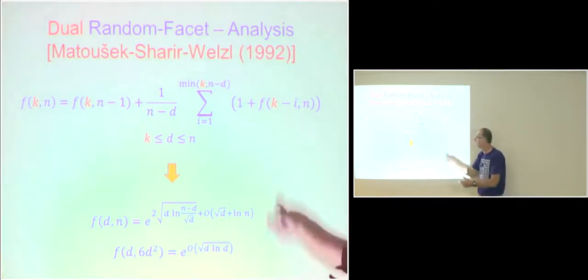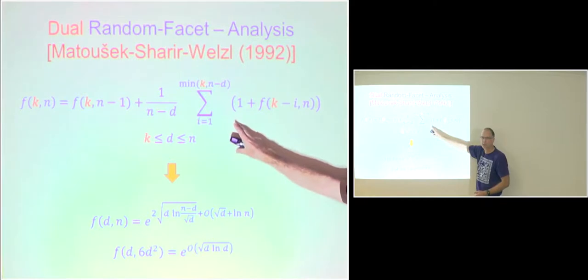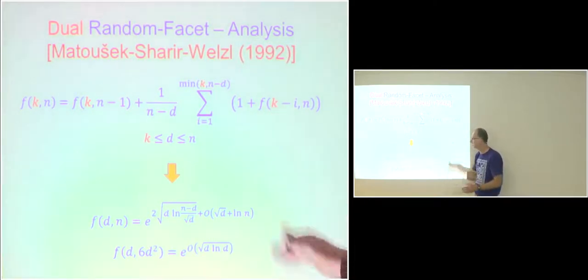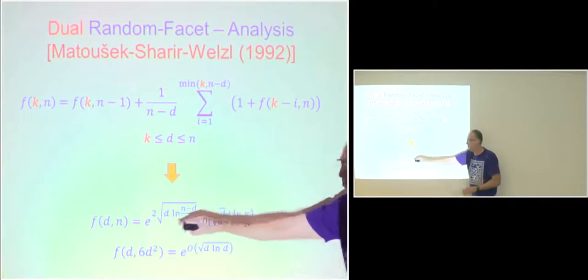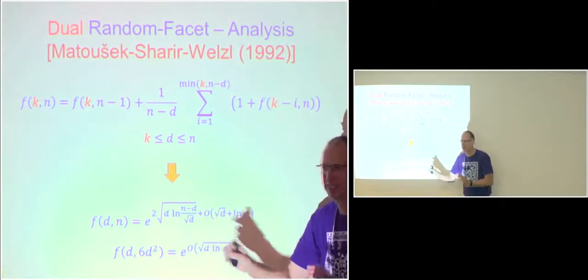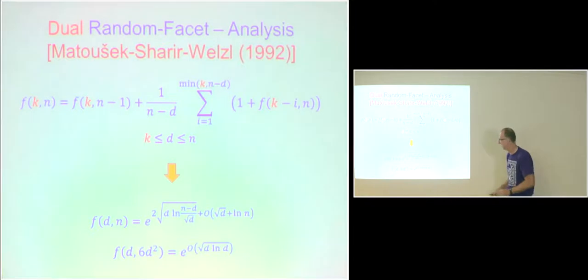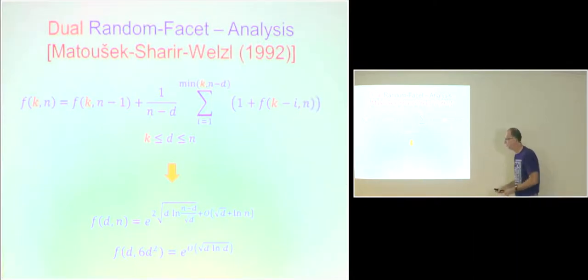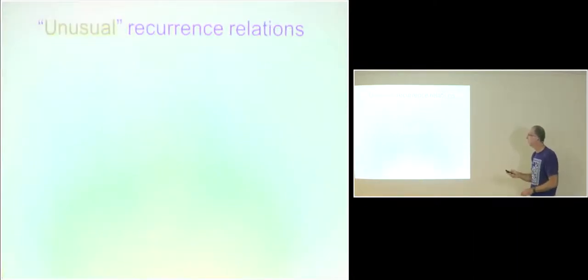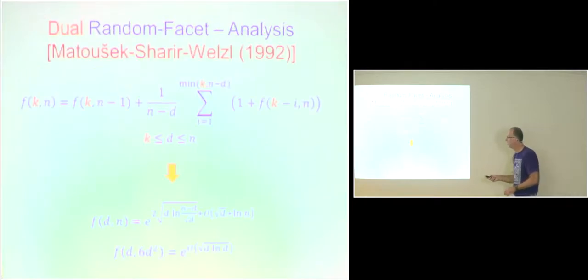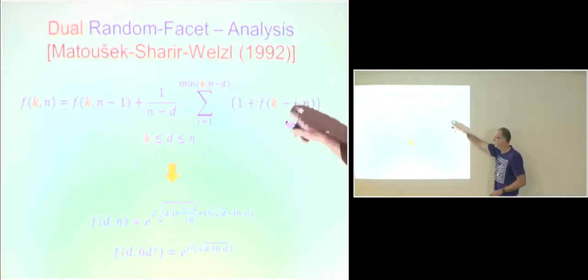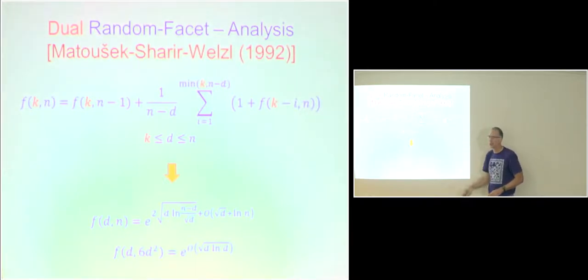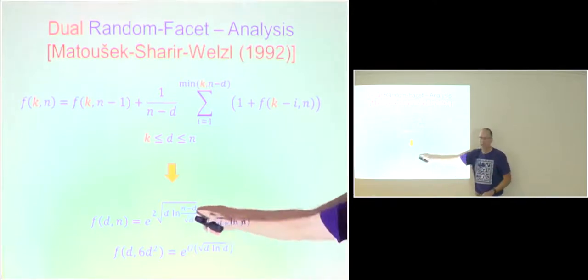So I gave you all the details except the analysis of this recurrence relation. It's possible to prove it by induction once you know the exact bound, but the original analysis used generating functions, and it's quite involved. So I'm not going to give you the analysis of this recurrence relation. I just want to give you an intuition of where this sub-exponential behavior comes from.